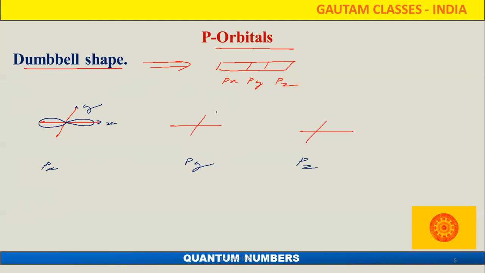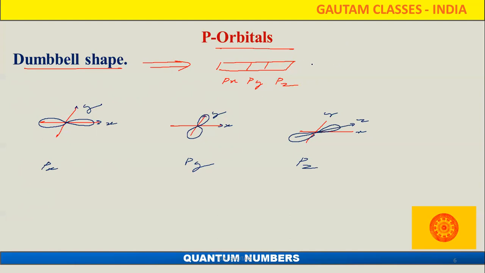We can write it like that. That is the px. For the py, with that one as the x-axis and this one as the y-axis, we can write it this way. For the pz, with the z-axis, we can draw it like that. That is our pz. So these three types of orbitals are present in the p subshell.